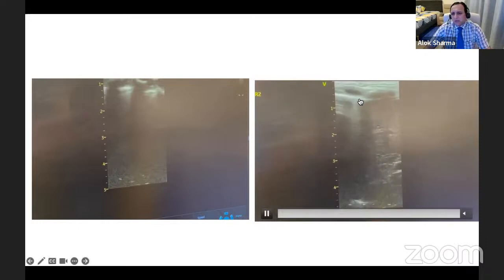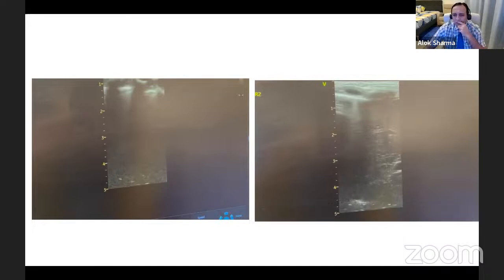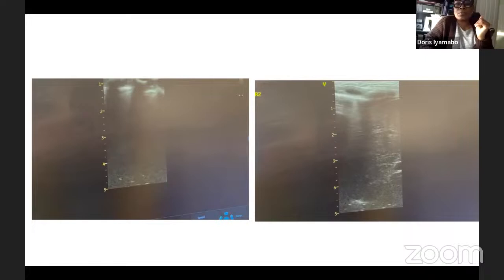Can I just ask, on the right side, where are you? Do you know which rib spaces you're in? You're in the lower rib spaces. I'm in the lower rib space, below the nipple. Okay, that's fine.